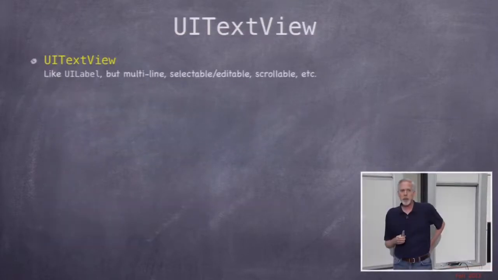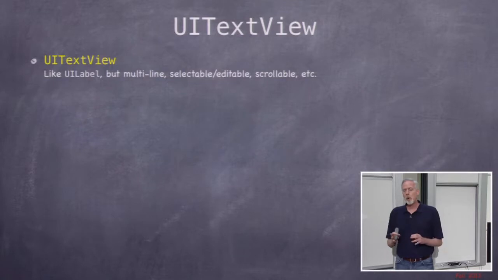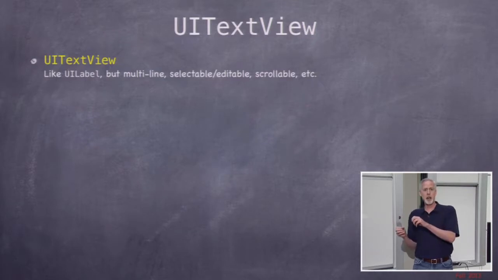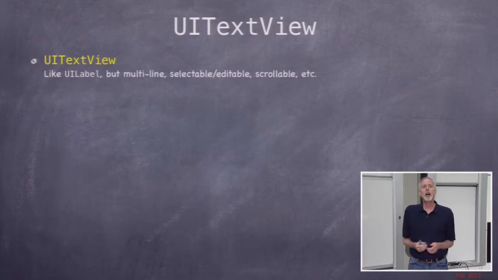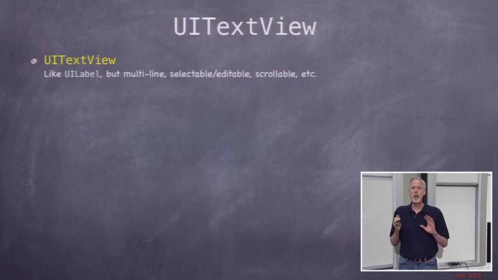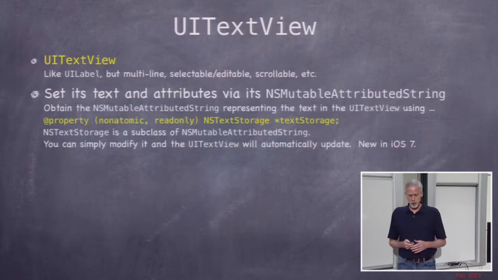Like UILabel in that it displays text, but way more powerful because the text is multi-line. With UILabel, if you want it to be multi-line, you kind of have to say how many lines it is in advance, whereas with UITextView, it's as many lines as it needs. It's also scrollable, editable, or just selectable if you want, and of course you get all the mutable attributed string setting of various things like colors and all that stuff. So UITextView, super powerful object, but very easy to use.